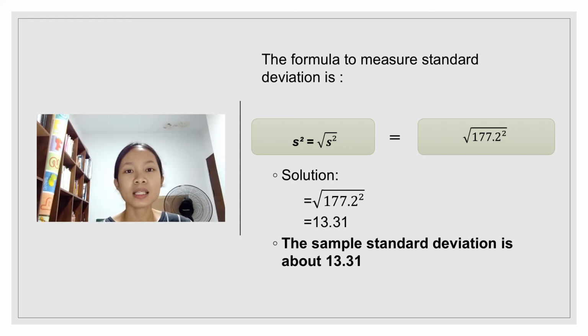And the last one is standard deviation. The formula can be referred to on the slide. To find the data for the calculation, we use the answer from the sample variance, which is 177.2. So the answer for the sample standard deviation is about 13.31. That's all from me. Thank you.